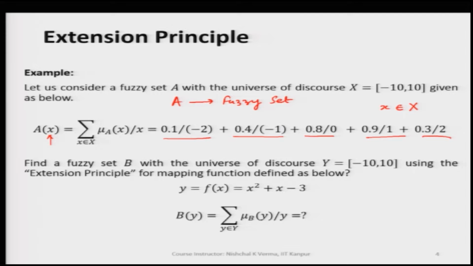Now, our job is to convert or transform this fuzzy set into B of y. The new, transformed fuzzy set is defined in the universe of discourse Y. This is possible when y is equal to f x, that is the mapping function. When this is known, this is possible. So, let us do that. This problem will include the universe of discourse, which is mentioned here, from minus 10 to 10. So, let us now use the extension principle for the mapping function. The mapping function is given in this problem: f x is x square plus x minus 3, which is here.